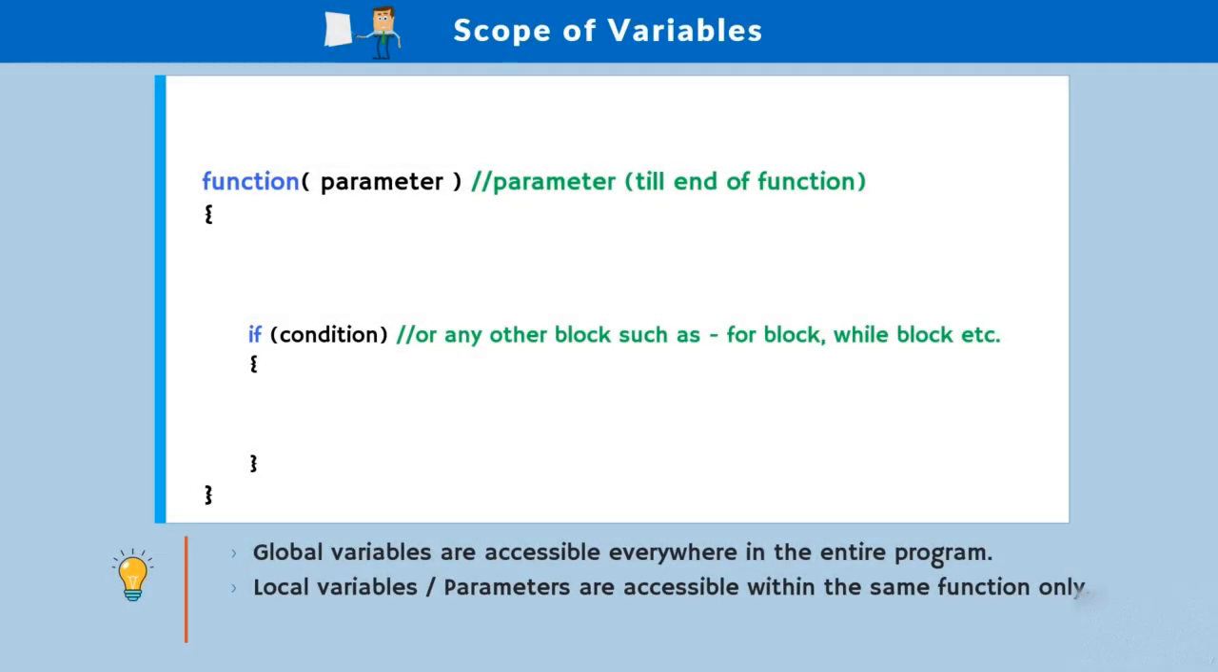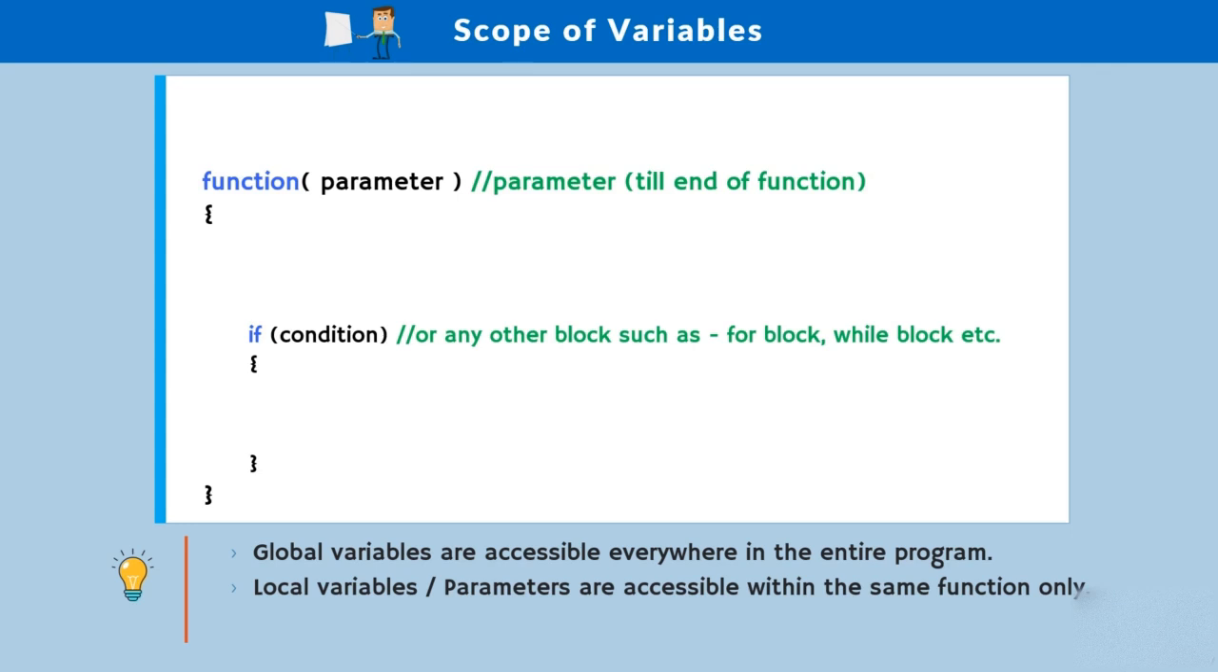In JavaScript, the variables are available in three scopes. The scope is the lifetime of the variable. It specifies in which area the variable is alive and where the variable is not accessible. We have mainly three types of scopes for the variables, that is global variables, local variables, and block level variables.